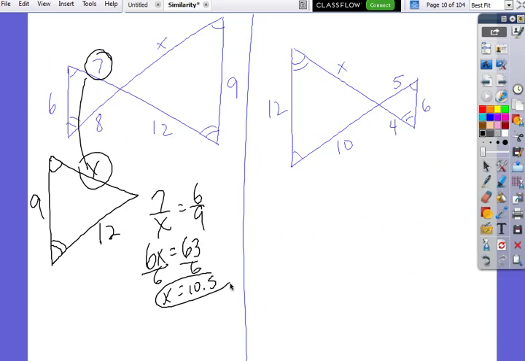10.5. And again, what do I know about this x compared to 7? Should it be bigger or smaller? I'm going to the bigger triangle, so this number should be bigger than that 7 it matches up with.